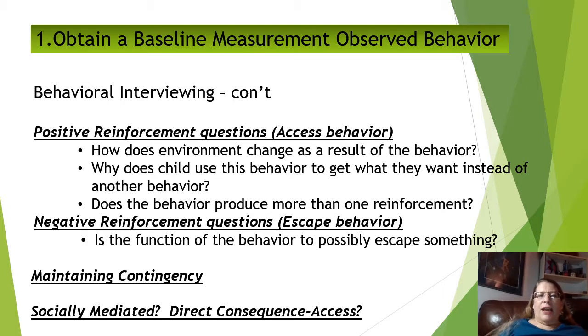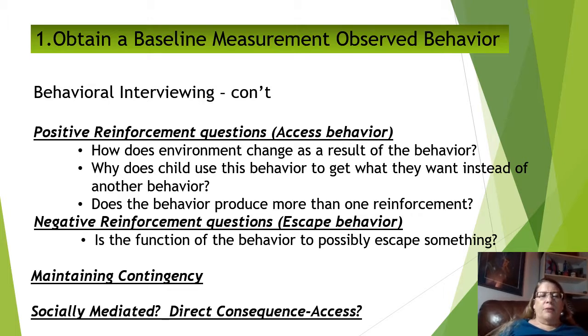And does this behavior actually produce more than one reinforcement? In other words, does it produce not only getting what they want, but is there some sort of socially mediated access that they get at the same time? And then the negative reinforcement questions have to do with escape behavior. In other words, how does this behavior get them away from what they're trying to escape, and what is it that they are trying to escape? The maintaining contingency, again, is the reinforcers. What is happening that allows them to get what they want or allows them to run away from it?